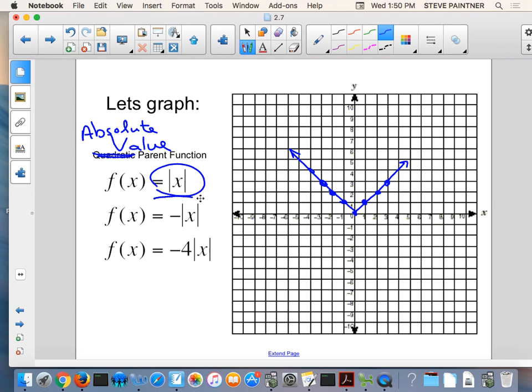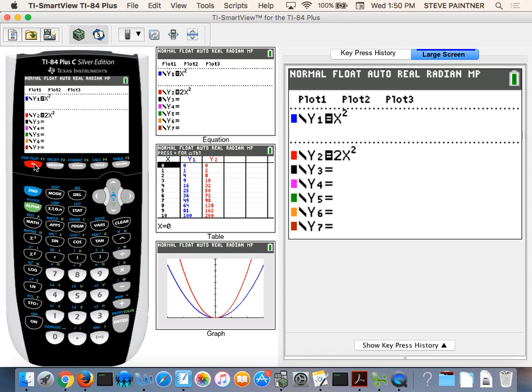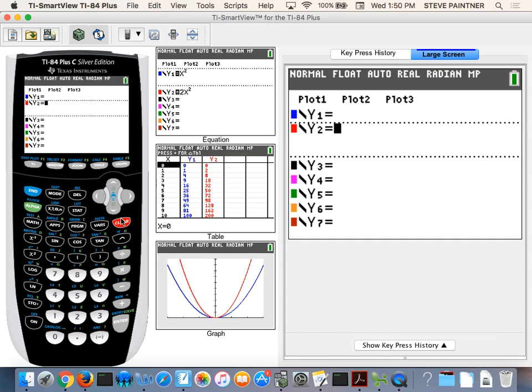Now we're going to do this one. Now that's got a negative in front of it. This is the one I want you to discover with your calculator. Let's put in the absolute value of x. Then let's put in negative absolute value of x. Clear this, clear that.